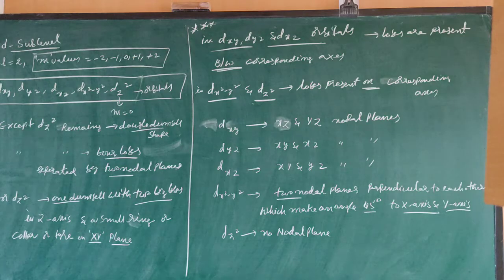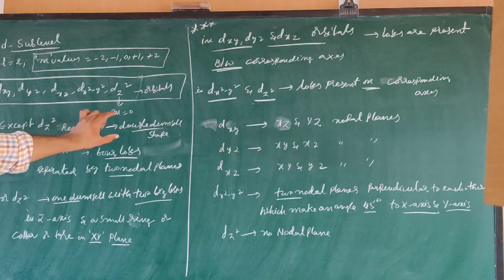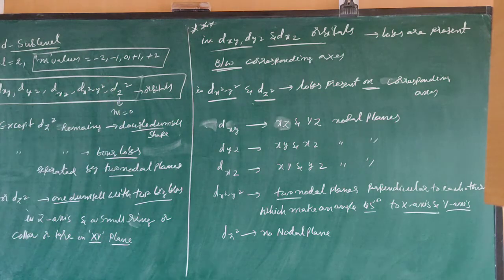Next, except for dz², the remaining orbitals have a double dumbbell shape. Except for dz², the remaining orbitals have 4 lobes. These 4 lobes are separated by 2 nodal planes.